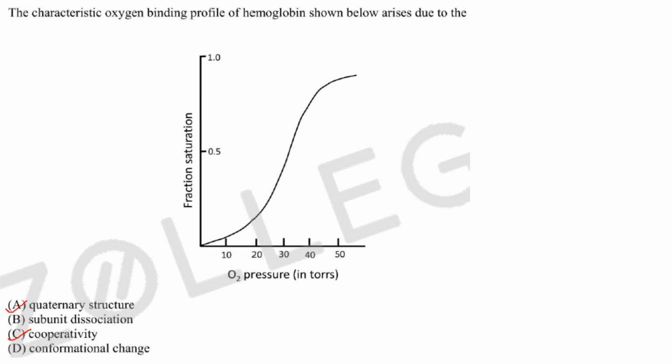Subunit dissociation doesn't take place. Conformational change. So there are two conformations of hemoglobin based on oxygen binding. One is the T state and the other is the R state. The T state is the tense state and it has low affinity for oxygen, whereas the R state is the relaxed state and it has high affinity for oxygen. So oxygen binding will induce conformational change in hemoglobin. So D is also correct. So A, C, D is the answer.